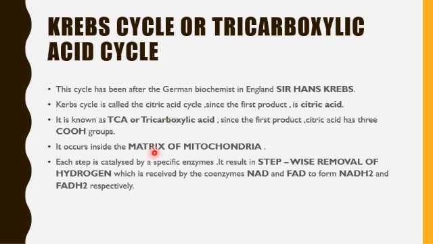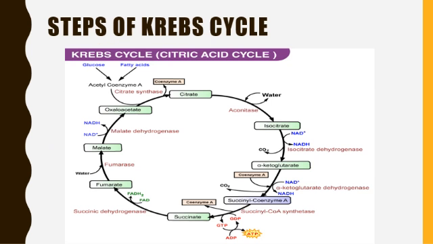The site of the Krebs cycle is inside the matrix of the mitochondria. Each step is catalyzed by a specific enzyme. It results in stepwise removal of hydrogen, and that hydrogen is received by coenzymes NAD and FAD to form NADH2 and FADH2 respectively. The stepwise formation of the Krebs cycle.